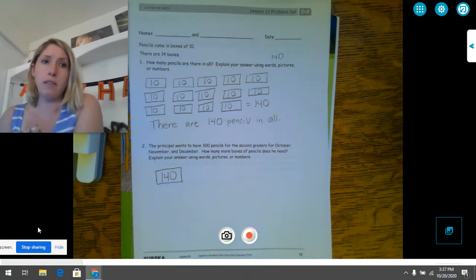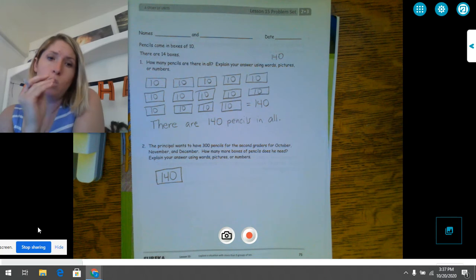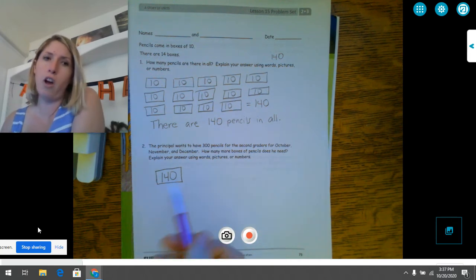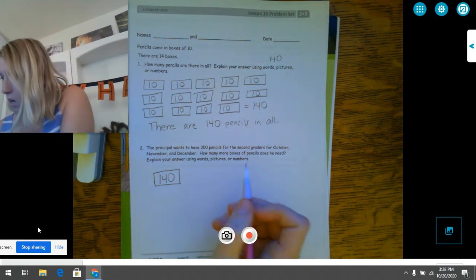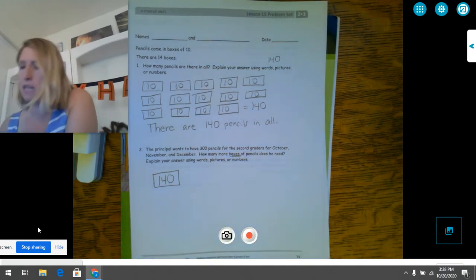If we already have 140, it says, how many more boxes of pencils does he need? Well, we know that boxes come as tens, so we're going to need to say, well, if we already have this stack of 140 pencils and we need to have 300, how many more boxes of pencils does he need?